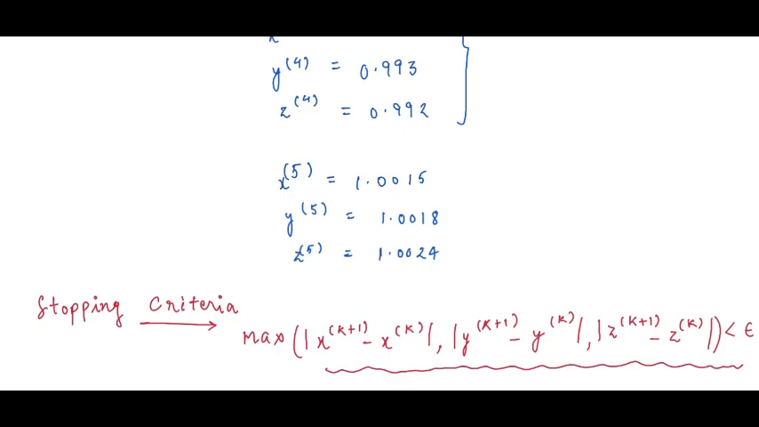And one important concept to remember is that the Jacobi method always computes every new approximation using the values from the previous iteration. This characteristic makes the method highly suitable for parallel computations, although it generally converges more slowly than some other iterative methods.